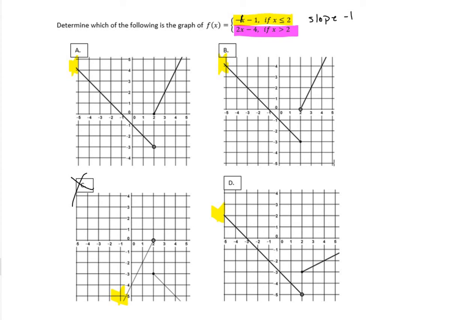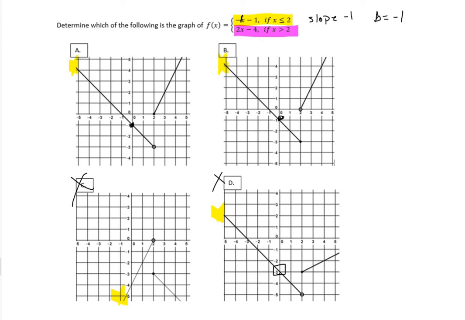Now I'm also supposed to have a y-intercept of negative 1. So the b is negative 1. Remember, y equals mx plus b. So b is negative 1. Well, this graph has a y-intercept of negative 1. And so does this one. But this one has a y-intercept of negative 3. So that one I can leave out.